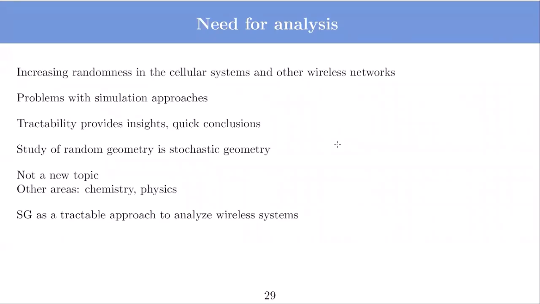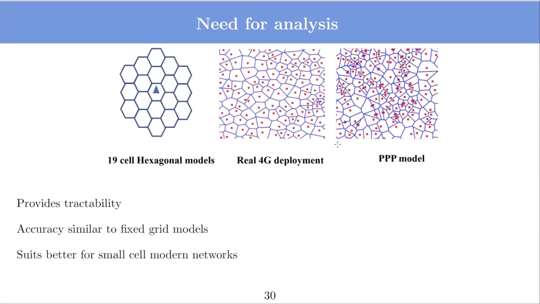And if we want to analyze it, we need a tool which can analyze random geometry based systems. And that is where stochastic geometry comes in. It's not a new topic. It has been used in the past in chemistry and physics and other systems to model different real life phenomena. But about 10 years back, in the first paper, stochastic geometry was introduced as a tractable approach to analyze various systems. And since then, it has been applied to many other tools.